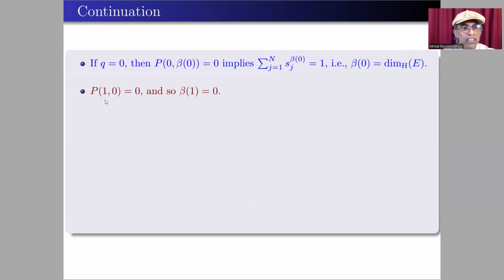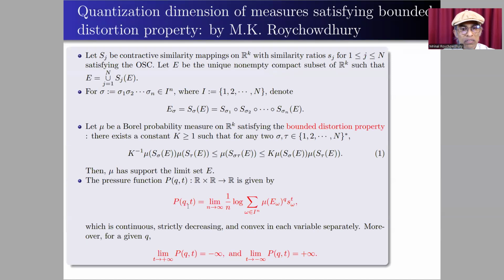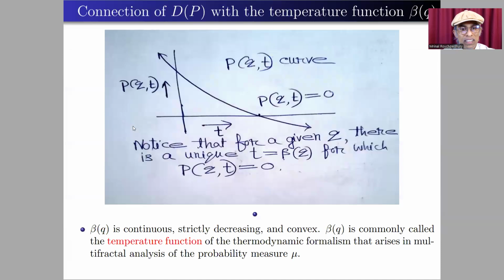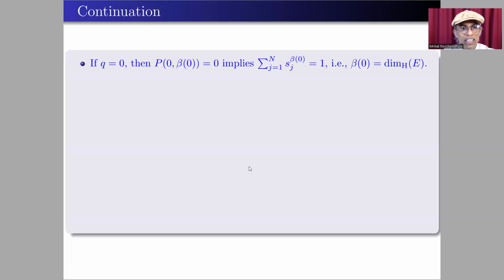And so P(1,0), what is P(1,0)? Again, if you plug in q equal to 1 and t equal to 0, then we get P(1,0) equal to 0. So this one says for each q, there exists a unique beta(q) such that P(q, beta(q)) equals 0. That means from here we can say beta(1) equals 0.